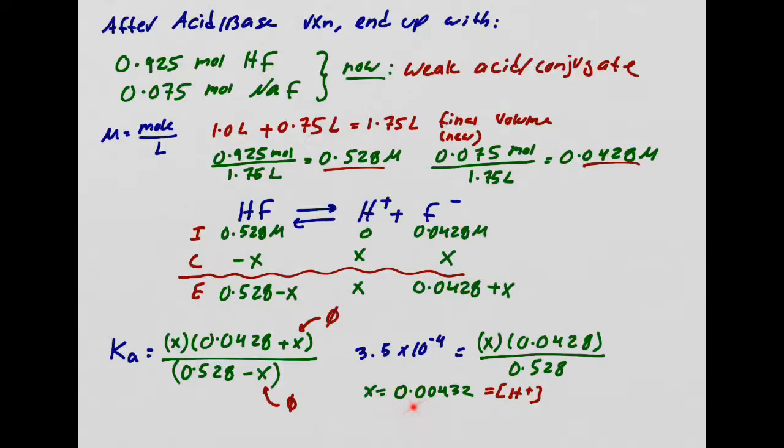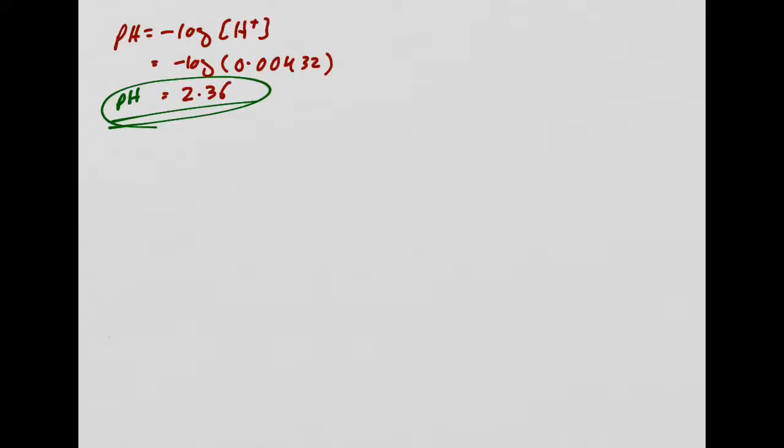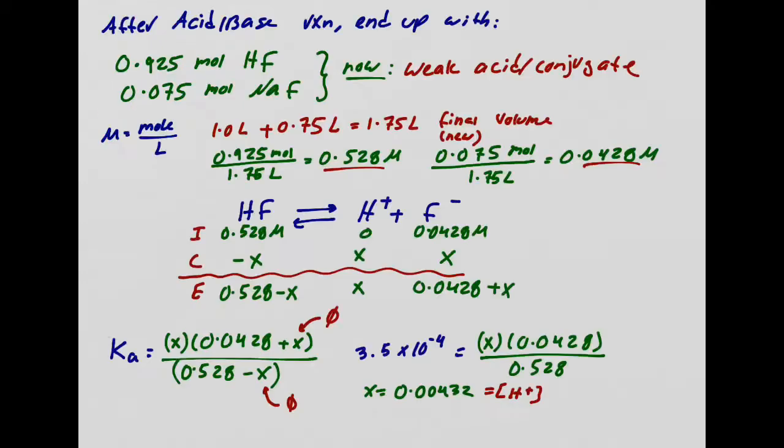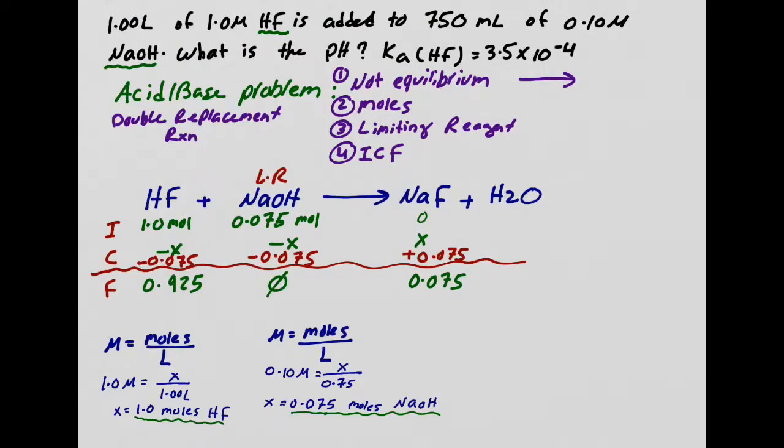I figure out x. What does x represent that can help me out? x represents the H plus concentration, which can really help me out because I can figure out the pH. The pH is minus log of H plus concentration, and that's what you end up getting. So again, we are always looking to figure out the H plus to figure out the pH.